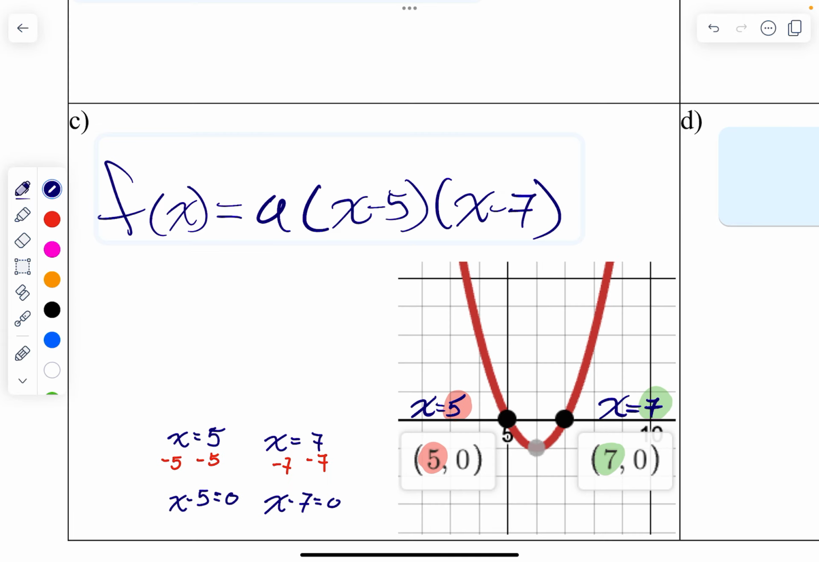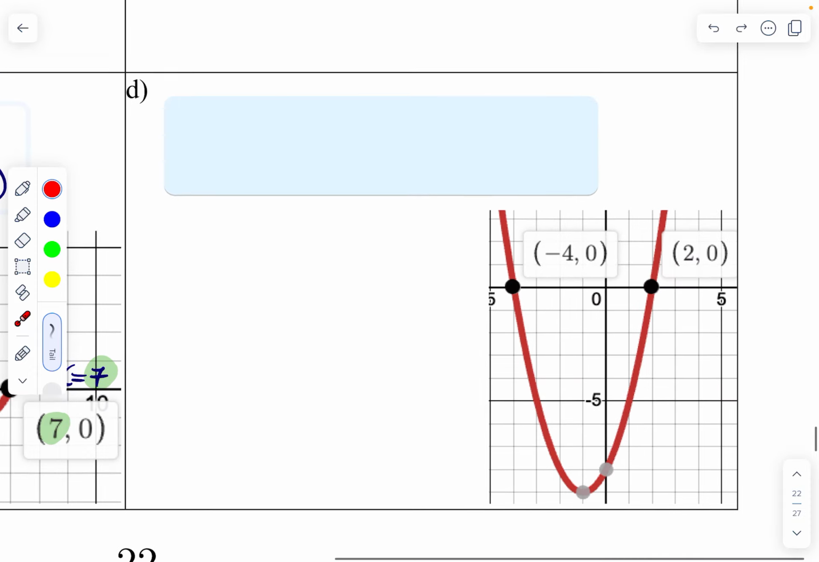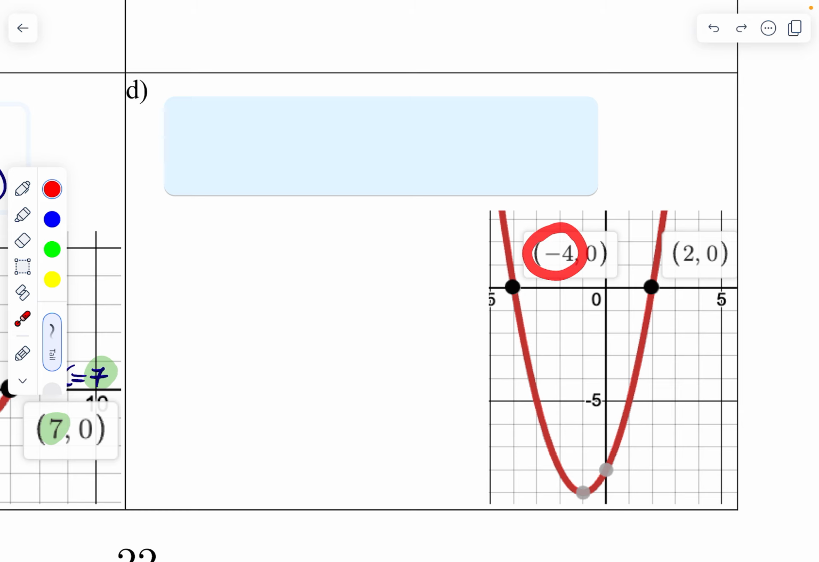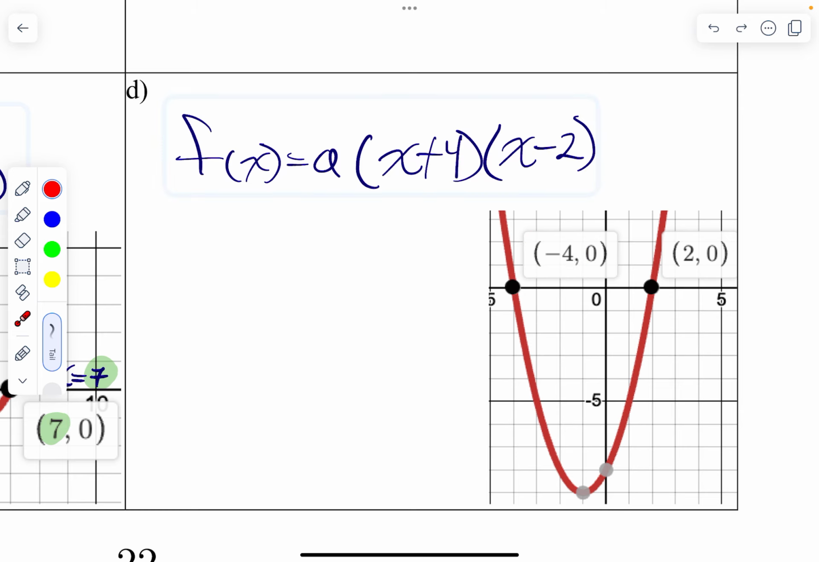So again, the only thing I really have to add is I have to put it in intercept form, and I'm going to leave that a there because we don't know what it is yet. We'll talk about how to find it in the next video. Same thing here. I've got x equals -4, so I'm going to add 4 to both sides, get x plus 4. I've got x equals +2, so I subtract 2 from both sides to get x minus 2.